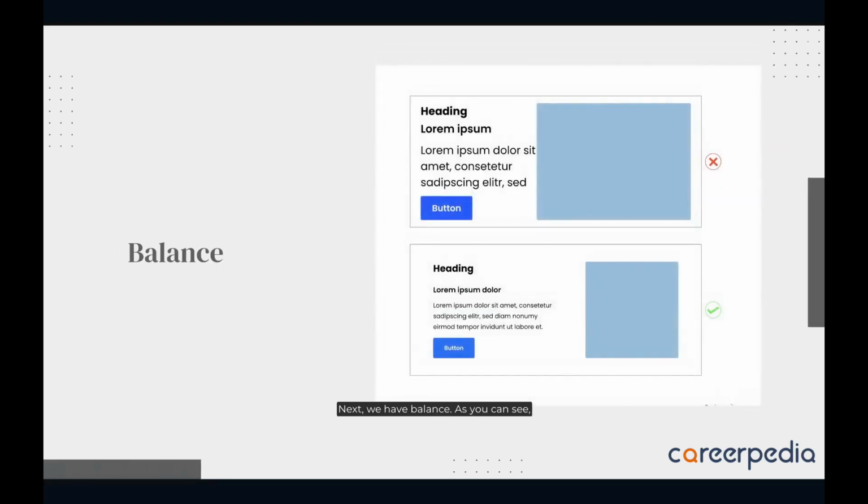Next, we have balance. As you can see, the top image does not have the balance. That means it doesn't have proper space between its elements, whereas the bottom picture has proper balance. It has proper space between the elements and it looks neater compared to the top one.